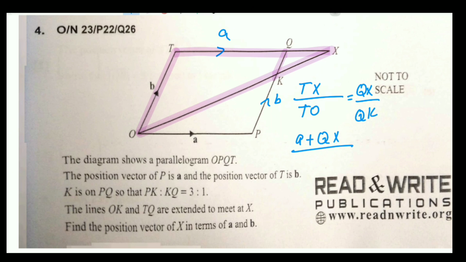Now how do we find the other sides? The ratio is given, PK ratio KQ is equal to 3 ratio 1. It means that PK is 3 by 4, total ratio is 4. So it will be 3 by 4 of B, and this will be 1 by 4 of B. So TO is B, QX we don't know, and QK is 1 by 4B.